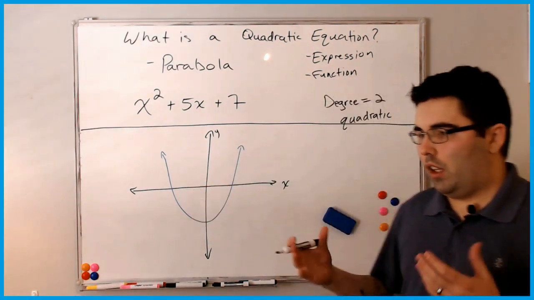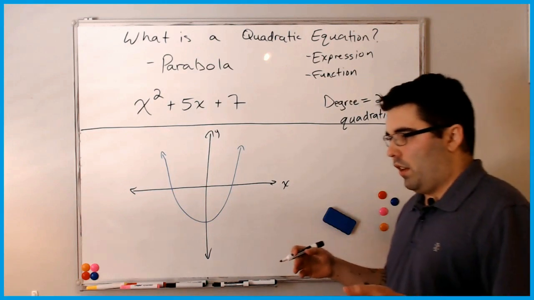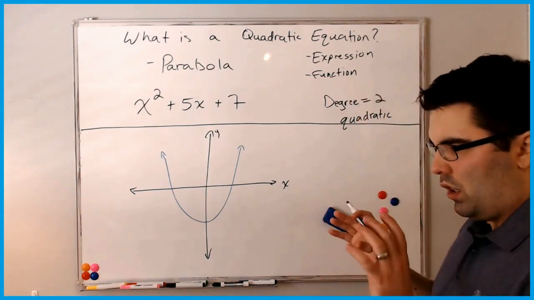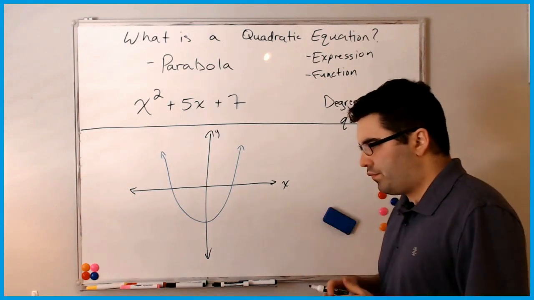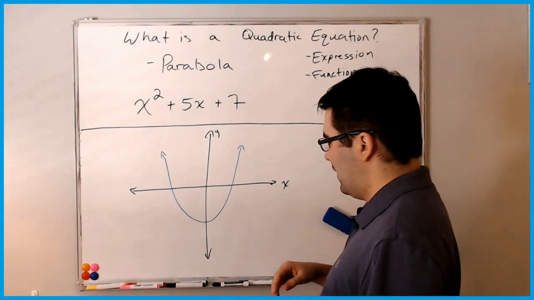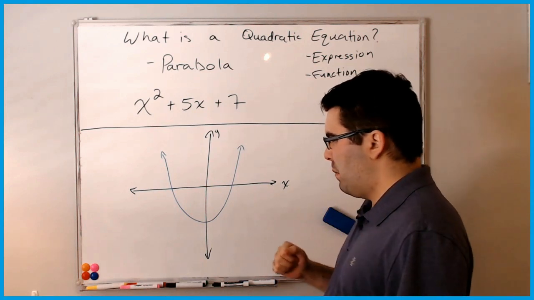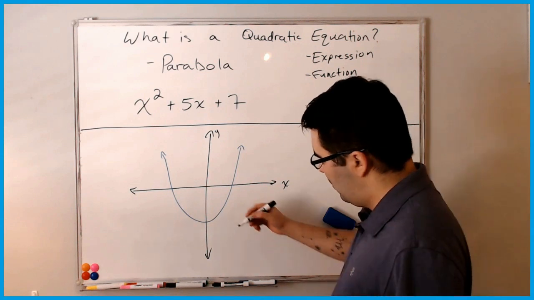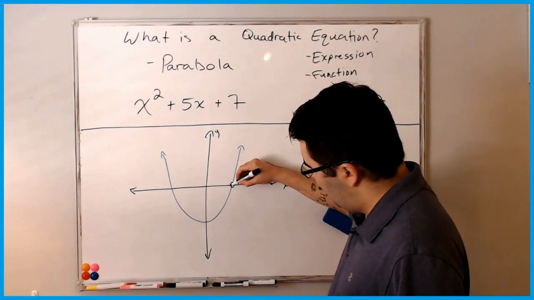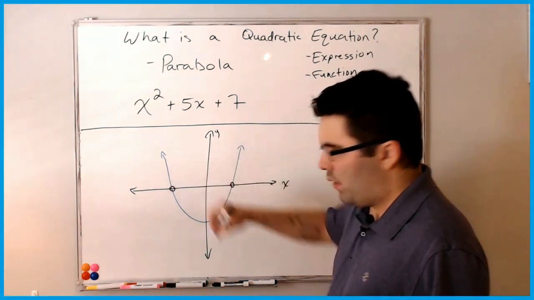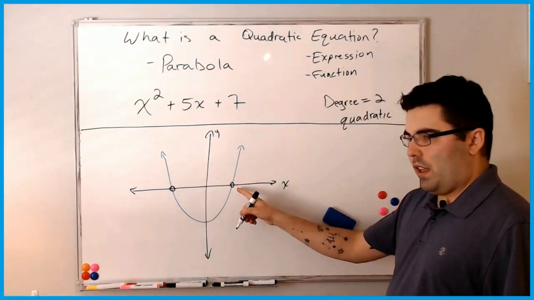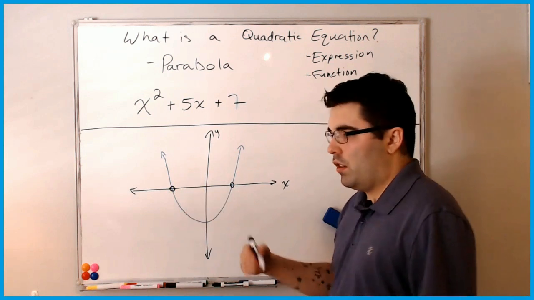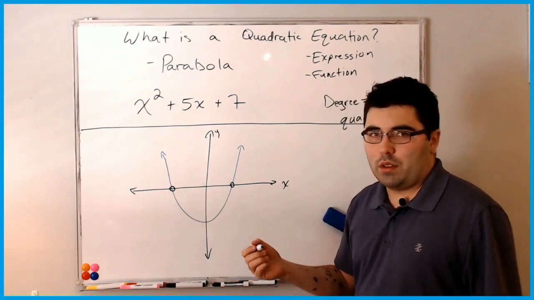There are certain elements of that graph that you'll be asked to identify, which we'll talk about. But basically, some of it's familiar and some of it may not be. So wherever this parabola crosses the x-axis, you have these points here. Those are your x-intercepts, just like they would be with a straight line.